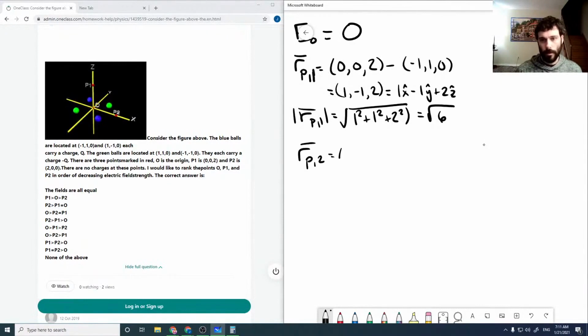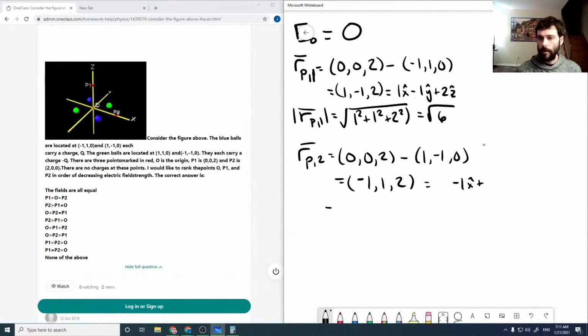Our P1,2 is 0, 0, 2 minus 1, 0, which comes to minus 1, 1, 2, which is minus 1 x hat plus 1 y hat plus 2 z hat. Our magnitude of P1,2 comes out to be, as you can see, the same, so root 6.